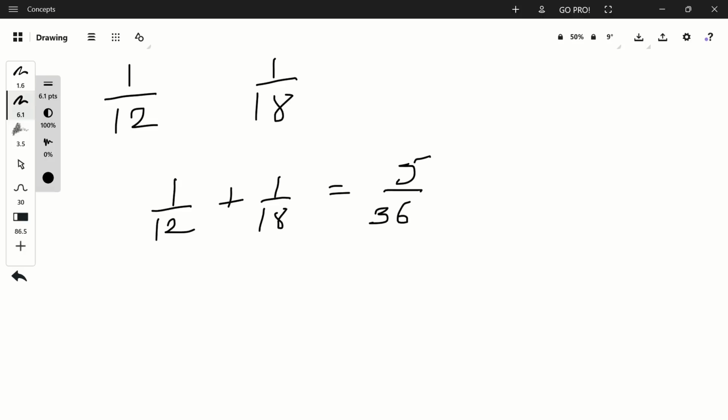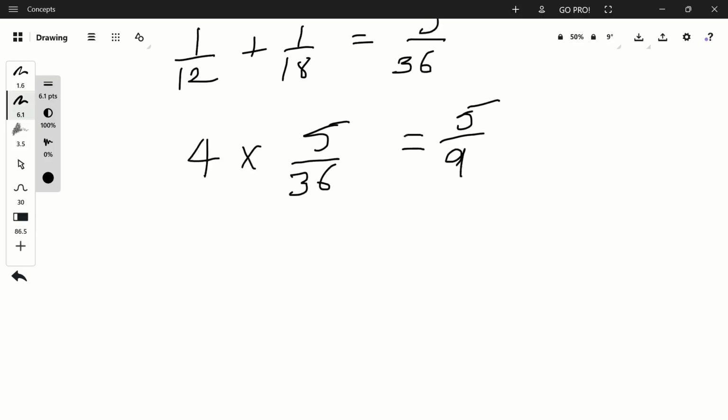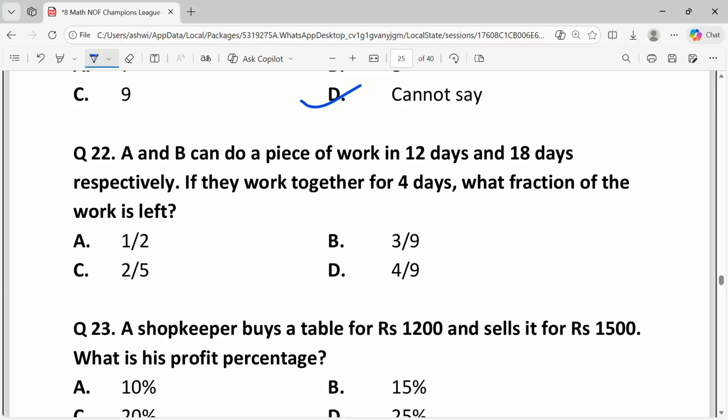Calculating the work done in 4 days will be 4 into 5 upon 36, which is equal to 5 by 9. Fraction of the work left to be done will be 1 minus 5 upon 9, which is equal to 4 by 9. Comparing with the options, the answer is D, 4 by 9.